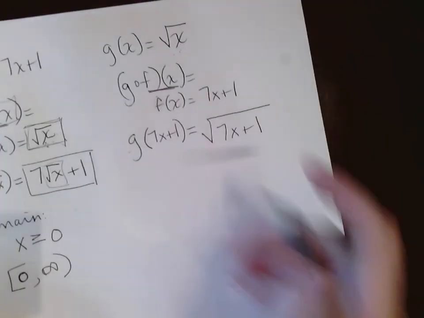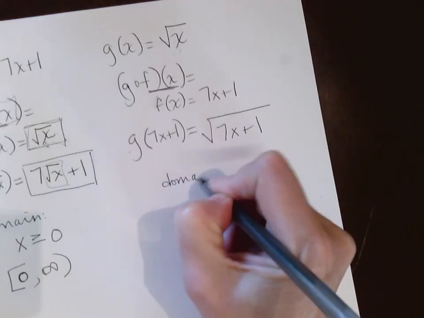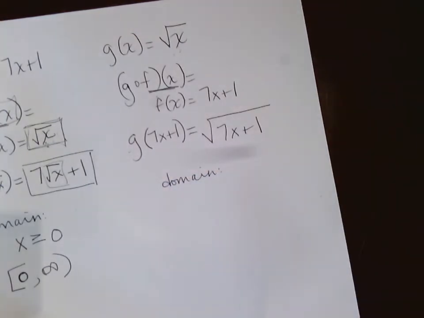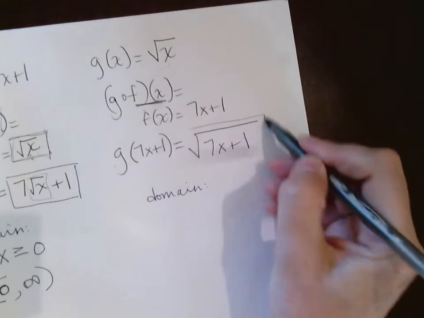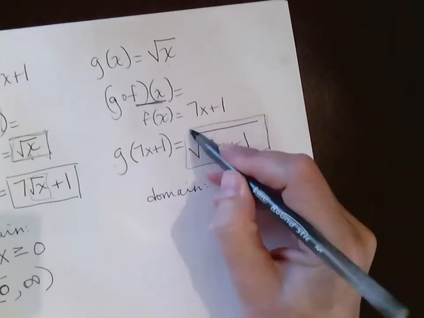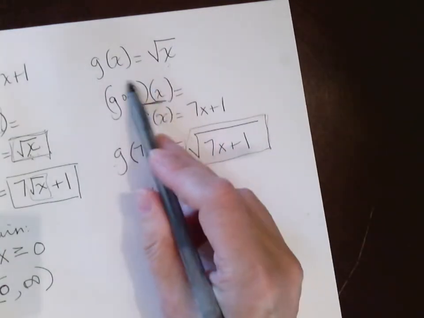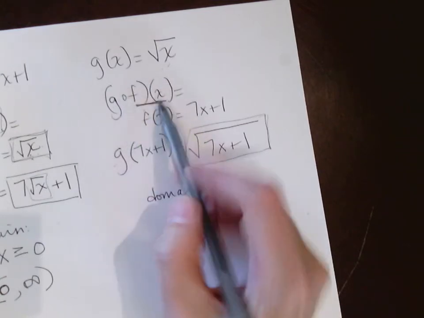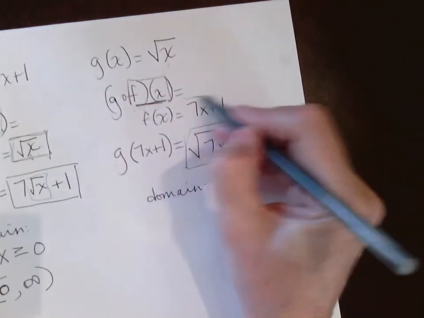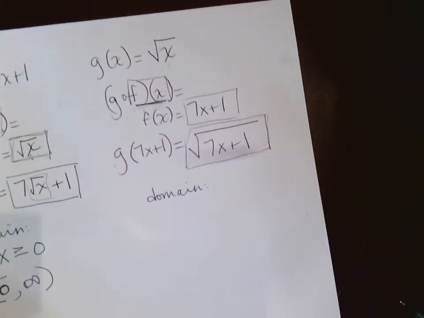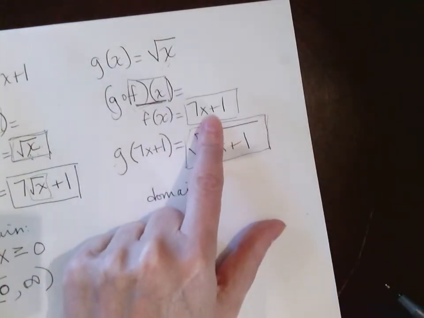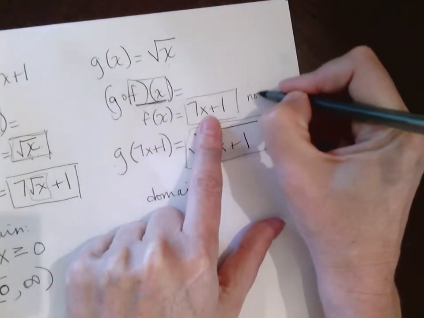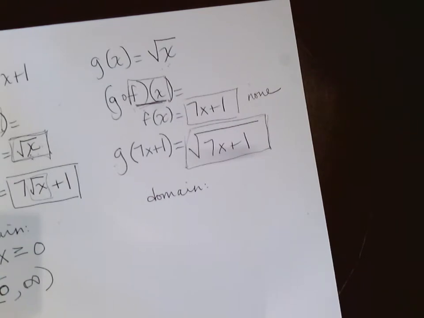All right, so the domain of this other one, g of f of x. So let's see, we're looking for restrictions in your final answer and in what you plugged in. Well, we'll look at what you plugged in. You plugged in f of x. Well, f of x is simply 7x plus 1. There's no restrictions in this part, so there's none here. I don't even have to worry about that.